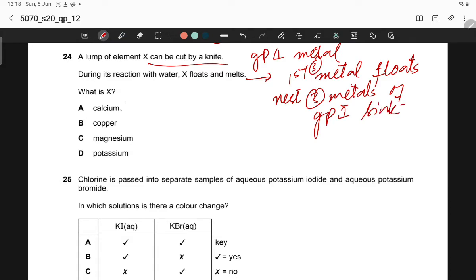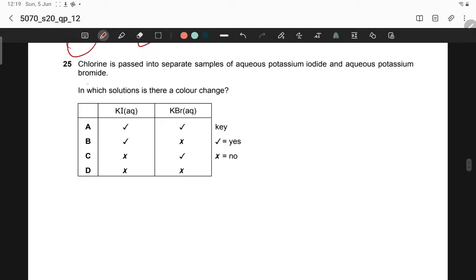So calcium is not group 1, copper is not a group 1 metal, magnesium is not, potassium is a group 1 metal, so D must be correct. Question number 25, chlorine is passed into separate samples of aqueous potassium iodide and aqueous potassium bromide.